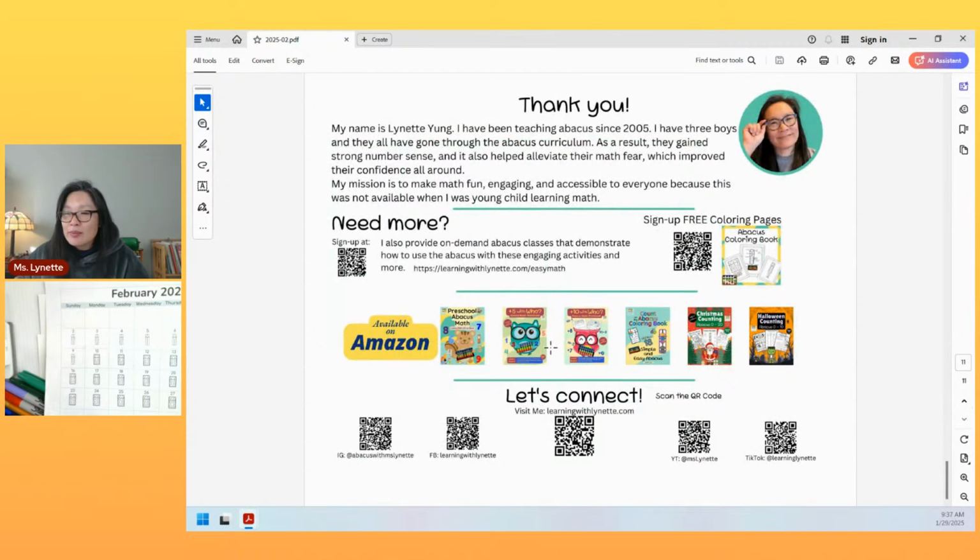And then I have my books. These are my six books that I've created, and they're available on Amazon. And if you want some free coloring pages, what does the coloring book look like?